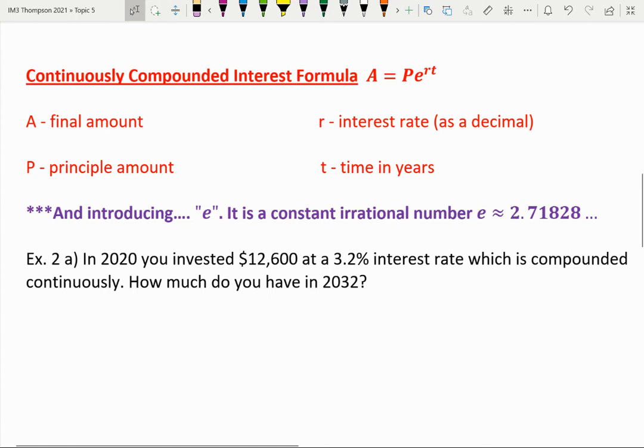A still stands for the final amount. P still stands for the principal amount. R still stands for the interest rate as a decimal. T still stands for time in years. What's happening here is instead of compounding interest 1 time a year, 2 times a year, 4 times a year, 12 times a year, however many times a year, it's constant. It never ever ends. It's just rolling, rolling, rolling.